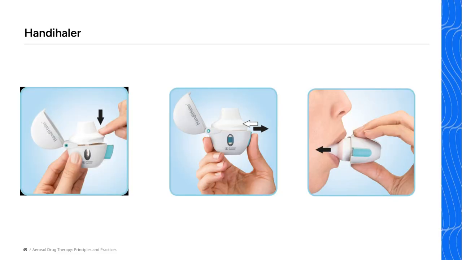Let's take a moment to talk about the HandyHaler, which is a popular device used in aerosol drug therapy. The HandyHaler is a dry powder inhaler, and it plays an important role in delivering medication effectively to the lungs. One of its key features is that it's portable and easy to use, which helps improve patient adherence to treatment. When using the HandyHaler, patients need to load the capsule containing the medication into the device, then inhale deeply and steadily to ensure the medication reaches the lower airways.